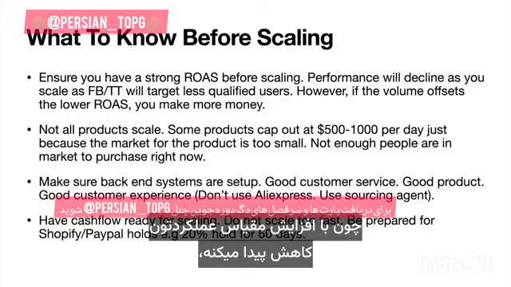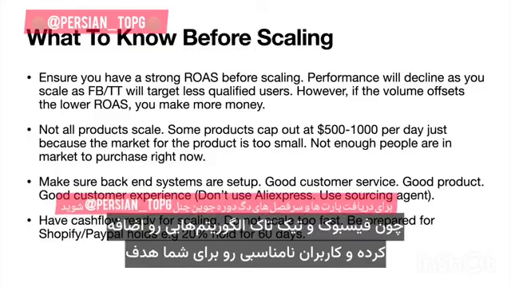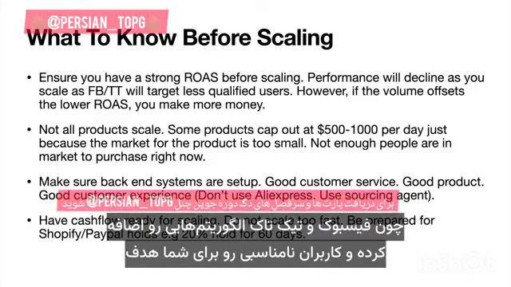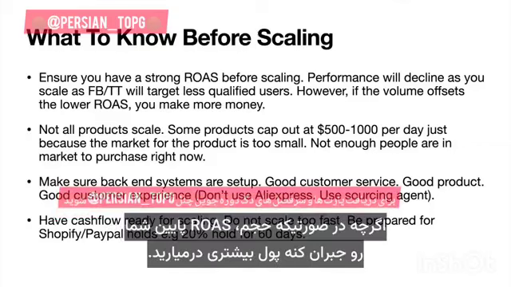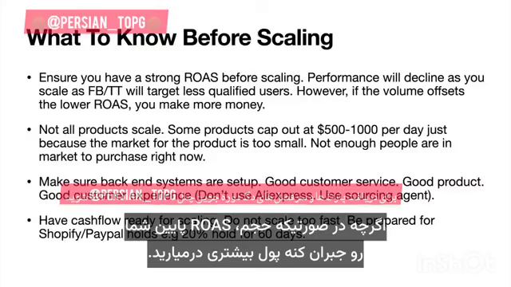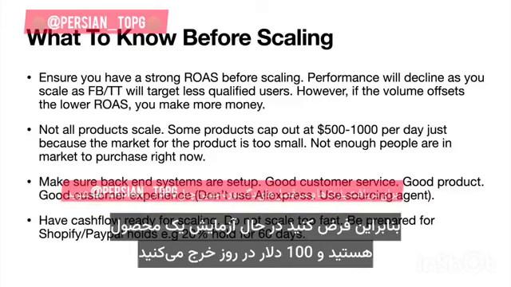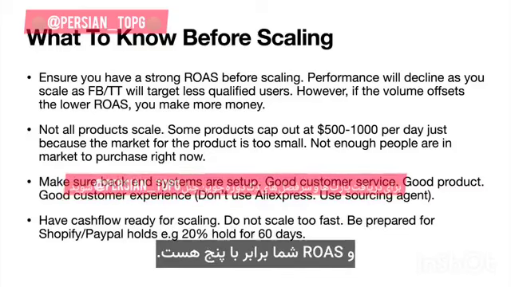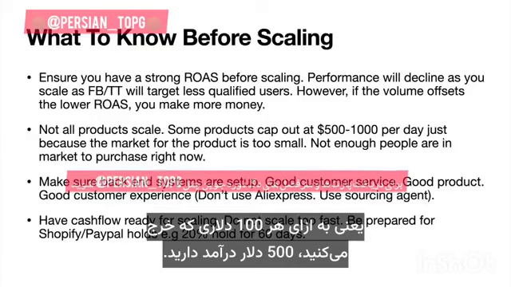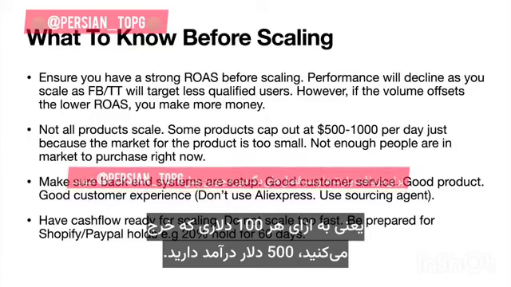Why? Because the performance will decline as you scale, as the Facebook and TikTok ad algorithms will target less qualified users. However, if the volume offsets the lower ROAS, you will make more money. So let's say you're testing a product and you're spending $100 per day and you're getting a 5 ROAS, which means for every $100 you spend, you make back $500.